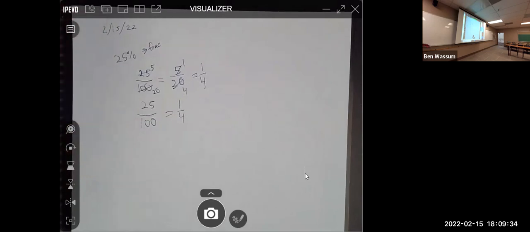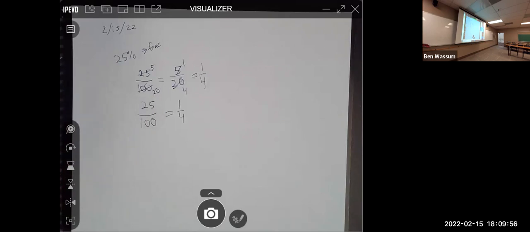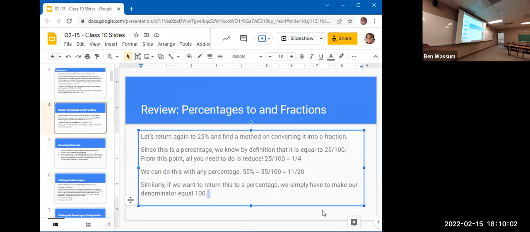So I just wanted to cover that. Trying to think of something else that'll be 5, 2, 5. I can't think of anything else that's going to break down that I can use as an example. But that is an acceptable method for reducing fractions. So that's one way to do it. And then if you want to return something to a percentage, you just have to make sure your denominator equals 100. So that's not too bad.